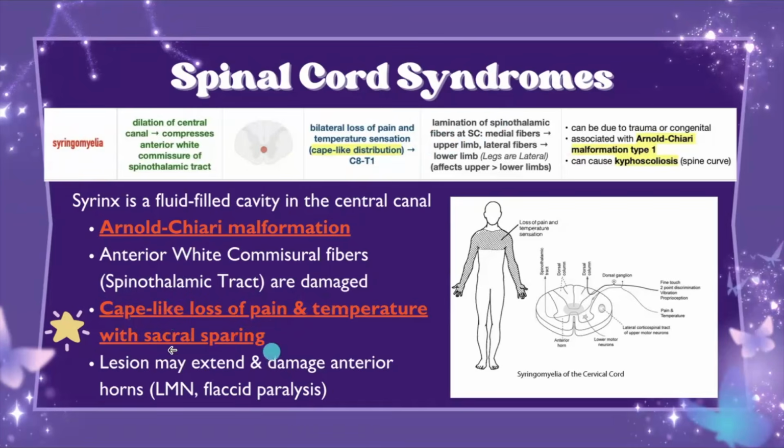Again, sacral sparing for the same reason, because lower limb tracts, or lower limb fibers, are located more laterally. What else? You would have flaccid paralysis. The lesion, if it extends all the way to the anterior horn over here, then you would have lower motor neuron symptoms, and that would include flaccid paralysis.